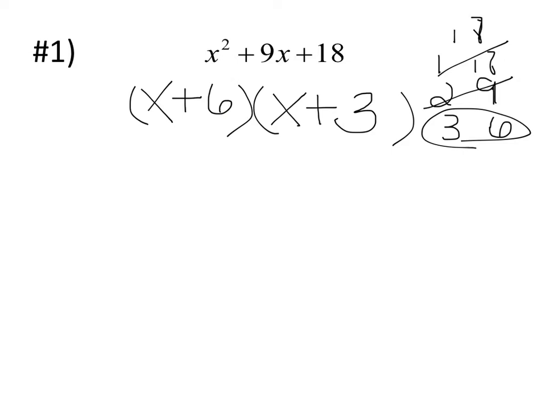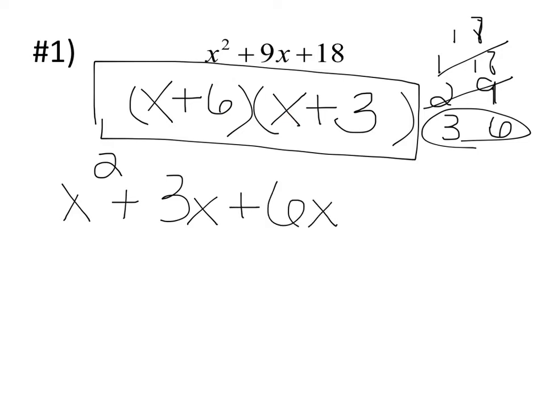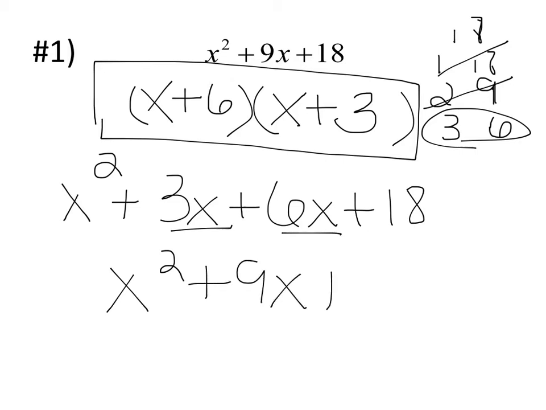So I'm going to distribute to check. Now this is my answer, okay? But I'm still going to check. So x times x is x squared. x times 3 is 3x. 6 times x is 6x. And then 6 times 3 is 18. Combine your like terms. x squared plus 9x plus 18.